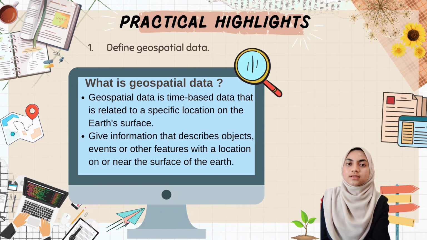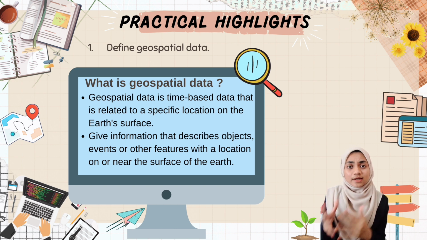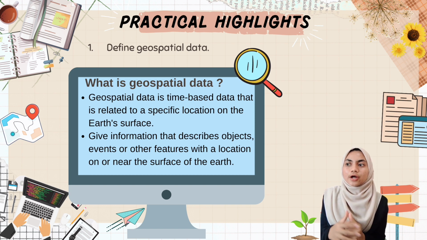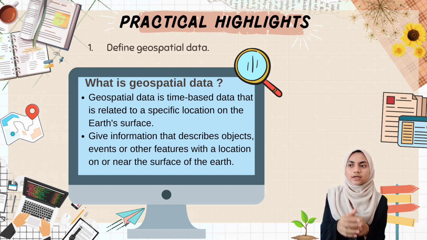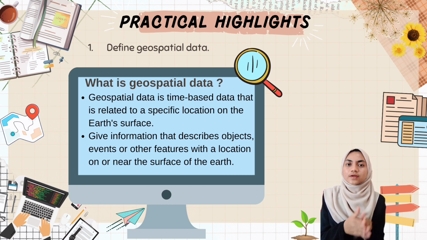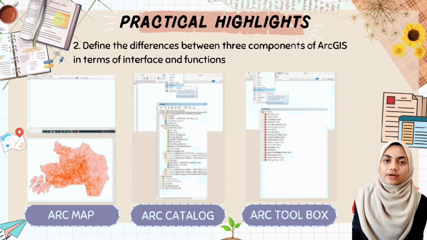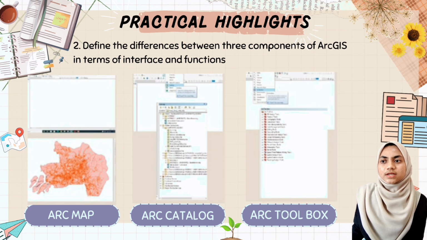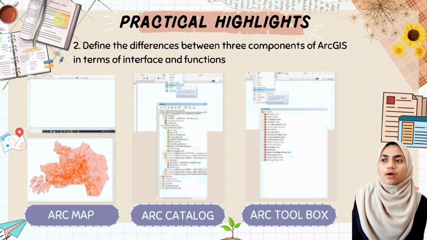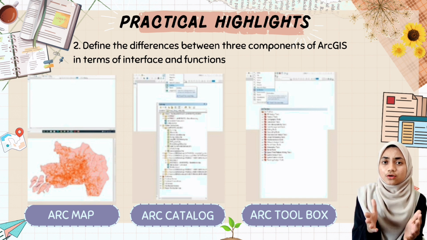For the first question, define the geospatial data. Geospatial data is time-based data that is related to specific location on the Earth's surface. This geospatial data gives information that describe objects, events, and other features with a location on or near the surface of the Earth. And then for the second question, define the differences between three components of ArcGIS in terms of interface and function.